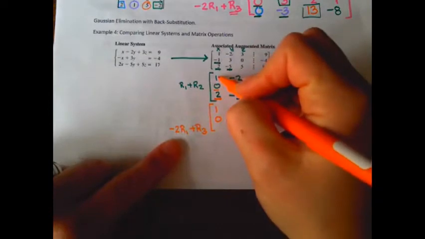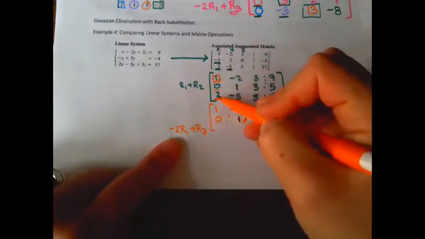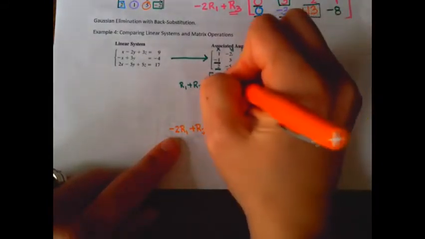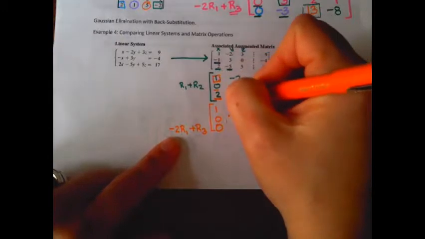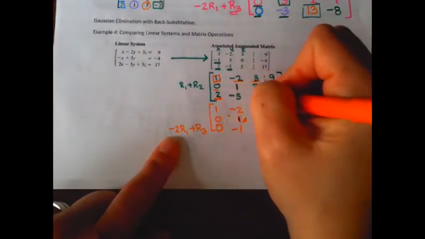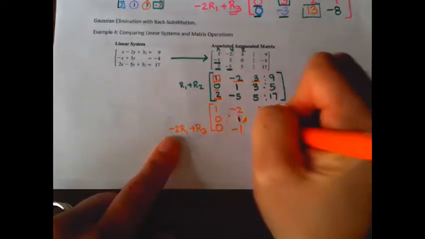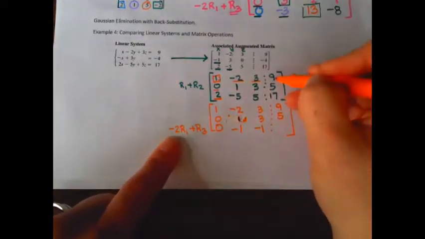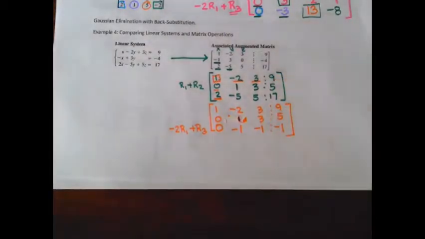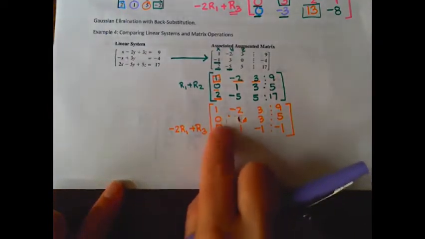-2 times 1 is -2. -2 plus 2 is 0. Good. Okay. -2 times -2 is 4. 4 plus -5 is -1. -2 times 3 is -6. -6 plus 5 is -1. -2 times 9 is -18, and -18 plus 17 is -1. Okay, is everyone okay with that? Okay. Now, great, we have zeros in the first column for the x's.